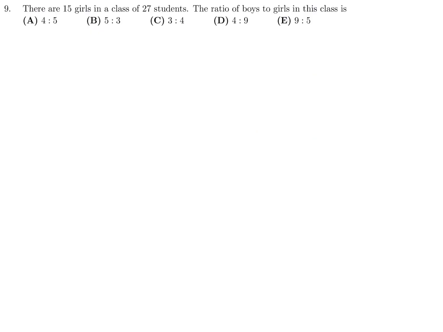There are 15 girls in a class of 27 students. The ratio of boys to girls is, 27 students, of which 15 are girls, so the other 12 must be boys. And if you notice, there are only 2 genders.